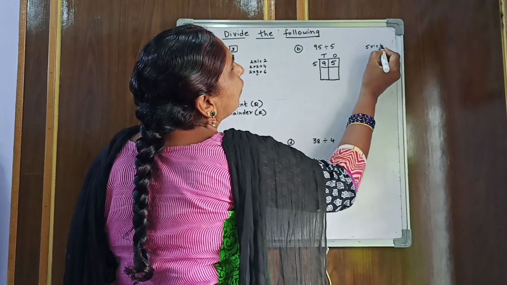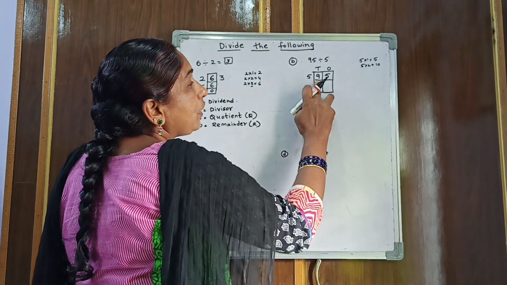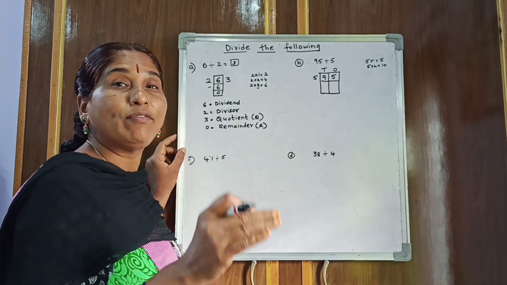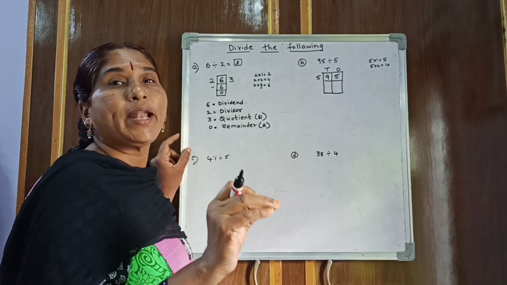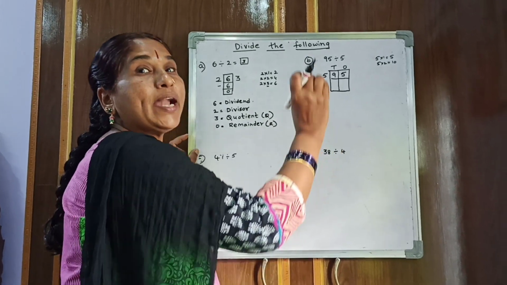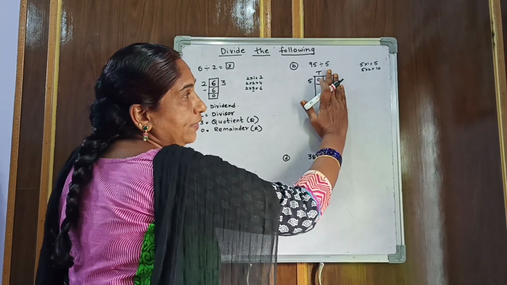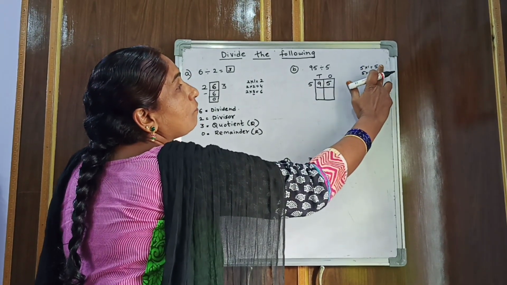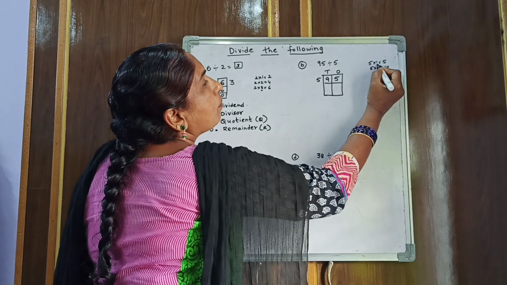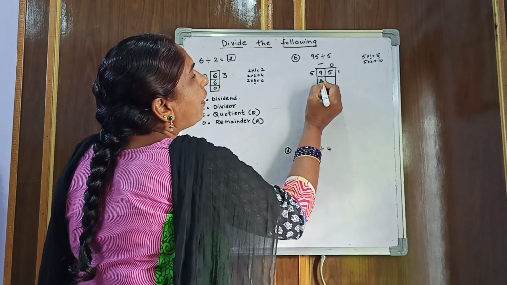5 ones are 5. 5 twos are 10. See here, 5 twos are 10. But here you are having only 9. So 10 is bigger. Whenever you are doing subtraction, you have to take a smaller number, or a nearer number, nearer to 9. Not a bigger number. So here you are seeing only the tens place number, that is 9. 5 ones are 5, 5 twos are 10. 10 is bigger than 9. So you have to take the nearer number. 5 ones are 5.